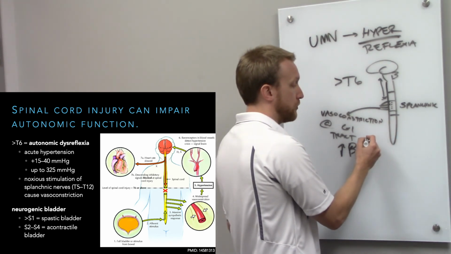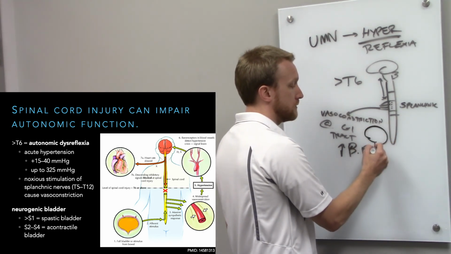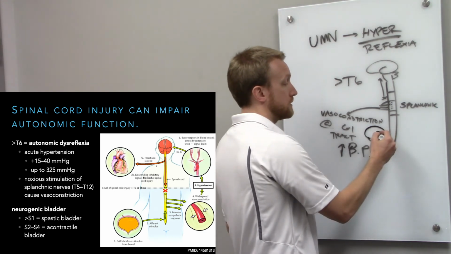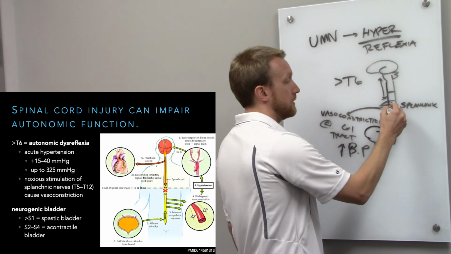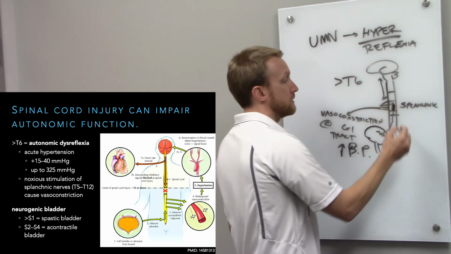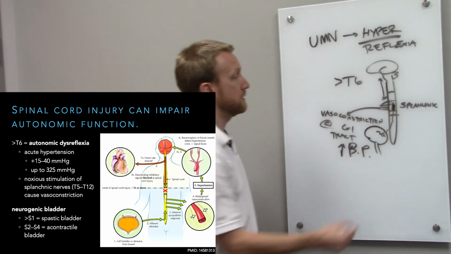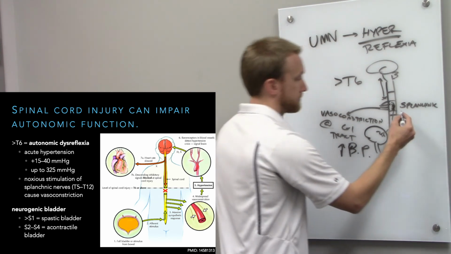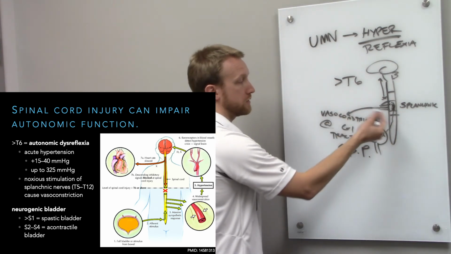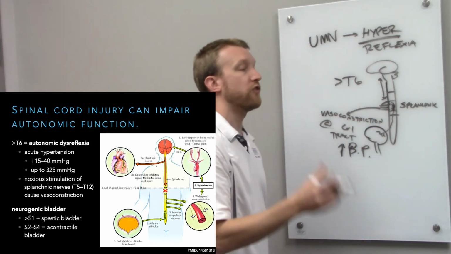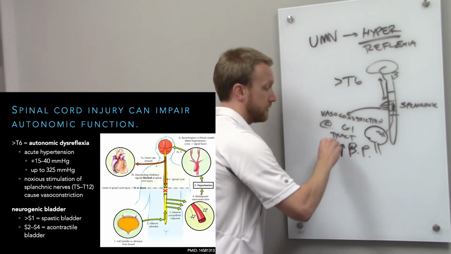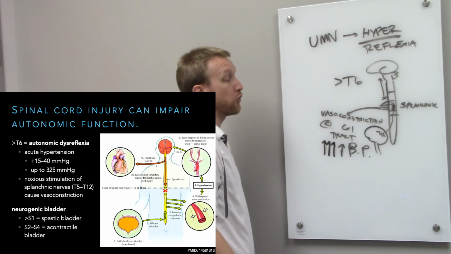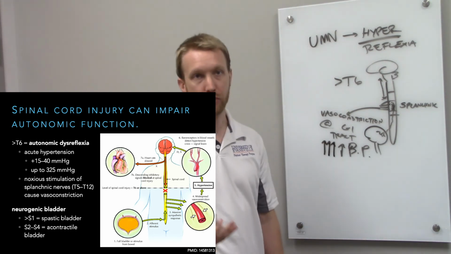So when we have a full bladder, well, that's going to stimulate these neurons within the thoracic spine to cause a sympathetic response. It's just a far more pronounced sympathetic response. So we get a much greater increase in blood pressure than we would get normally because of that hyperreflexia.